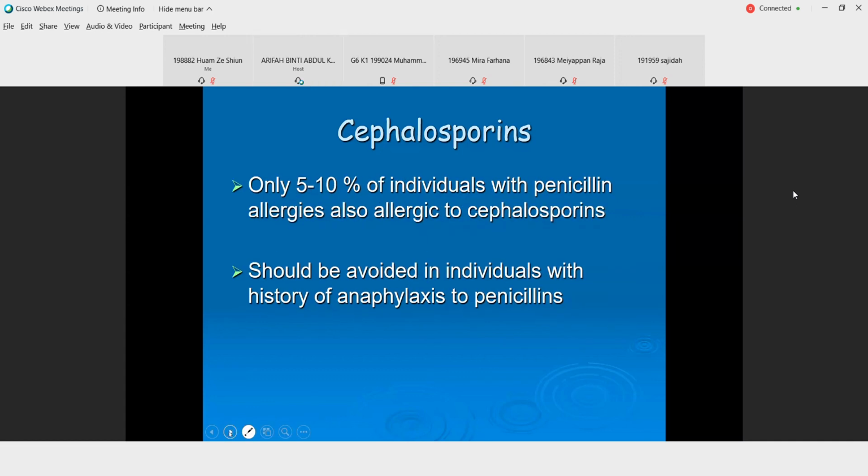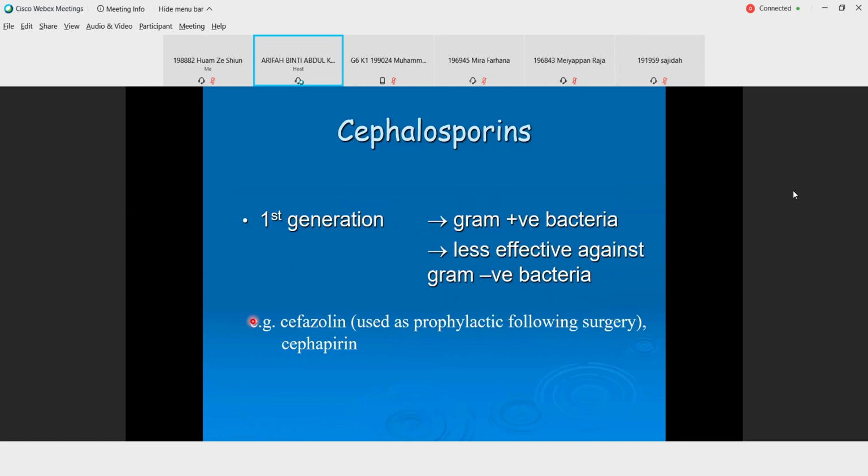Okay, right. So cephalosporin: only 5 to 10% of individuals with penicillin allergies are also allergic to cephalosporin. So not all, and it should be avoided in individuals with a history of anaphylaxis to penicillin. If you have a severe allergy to penicillin, then you should forget about using cephalosporin in the patient.